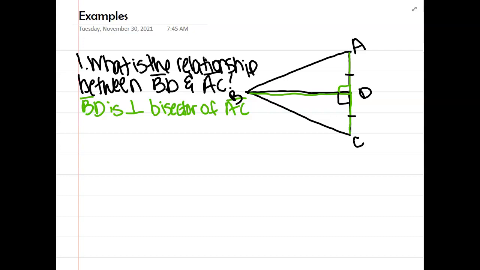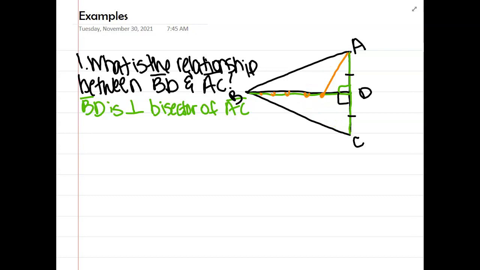The perpendicular bisector theorem says that if you have a perpendicular bisector, any point on the perpendicular bisector, any point here, right here, right here, any one of these points is equidistant to the endpoints. So if I have this point right here, it is the same distance from A as it is from C. Those are going to be the same anywhere on the perpendicular bisector.